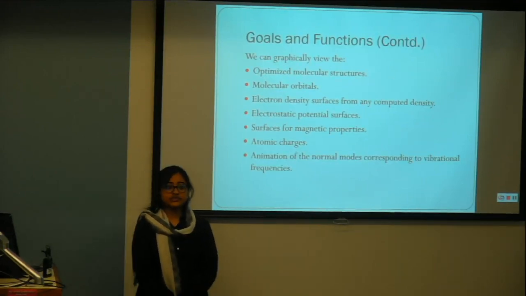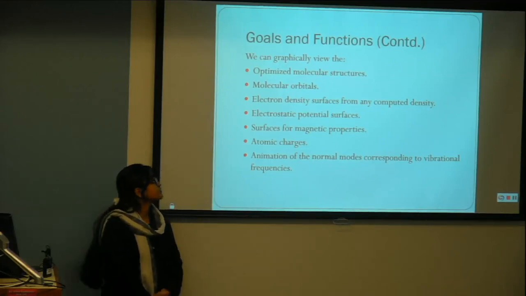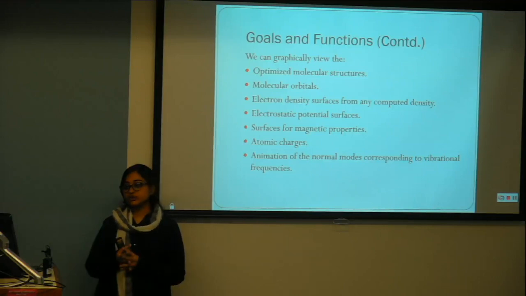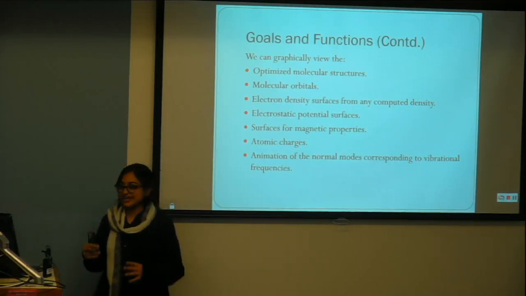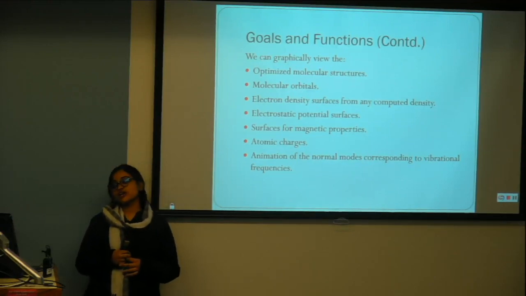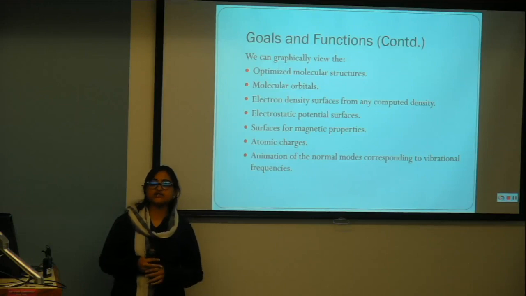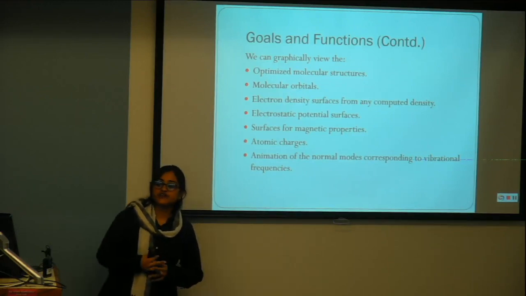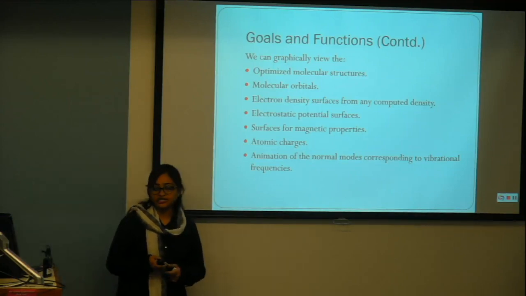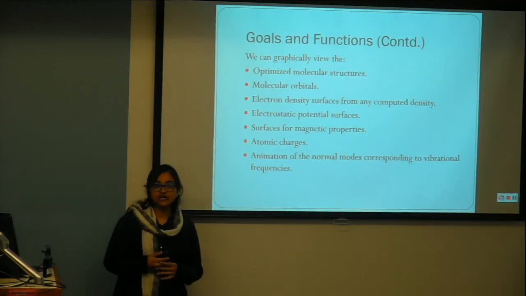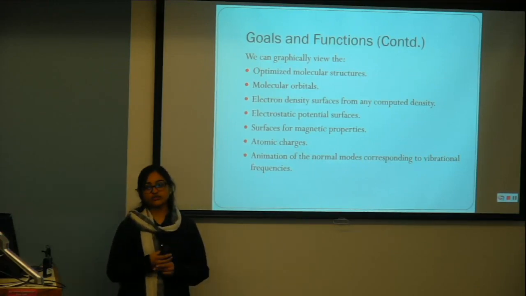Besides visualizing the Gaussian results graphically, we can also graphically view the optimized molecular structures, the molecular orbitals, and the electron density surfaces from the computed density. We haven't done that yet, but I researched about it. And then we can see the electrostatic potential surfaces, the atomic charges, and the animation of the normal modes corresponding to the vibrational modes. And also we can see the surfaces for the magnetic properties. So these are the goals and functions that I tried to discover from the GaussView software.